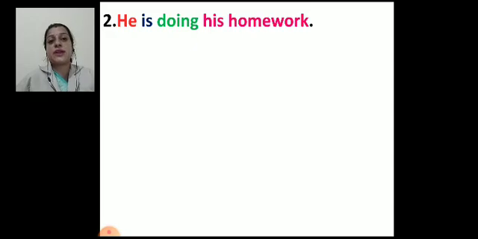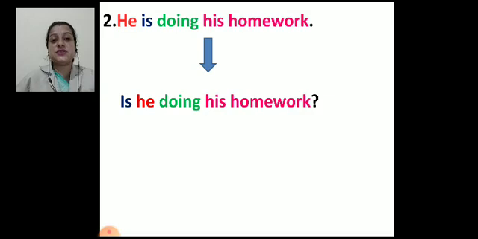The next example that we're having is, he is doing his homework. As we all know, he is the subject, is is the helping verb, doing is the main verb, and his homework is the object. Now if we convert it into an interrogative sentence, it will be, is he doing his homework? Is, the helping verb, we use before the subject he, and after that we put the main verb and then the object, and at the end we use the question mark because it is asking a question: is he doing his homework?